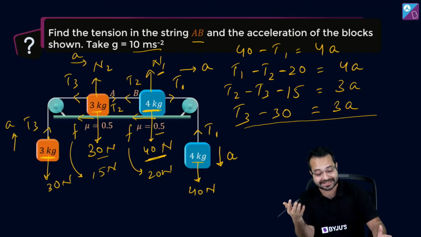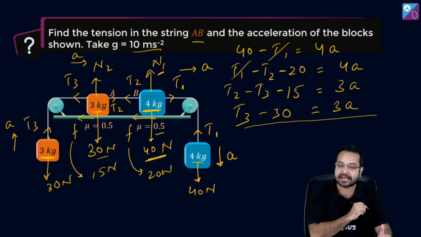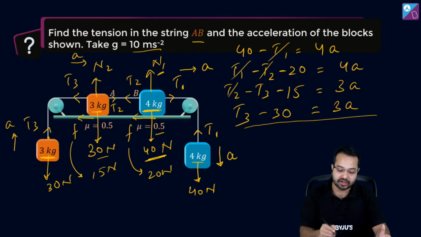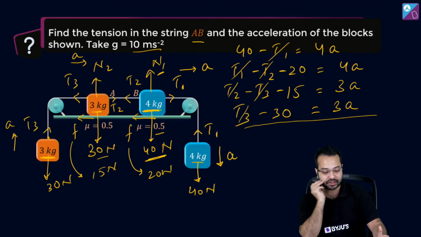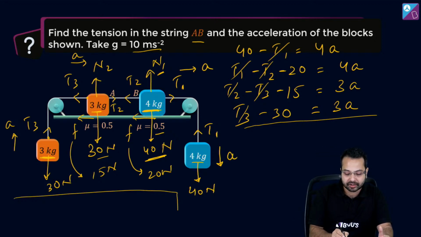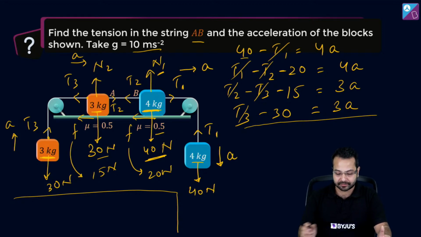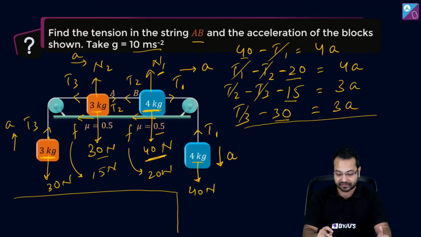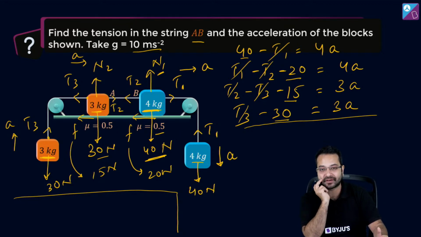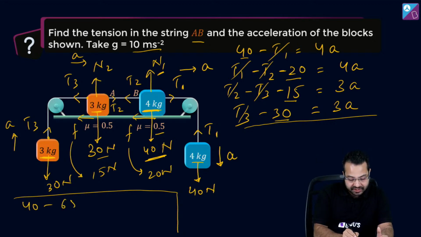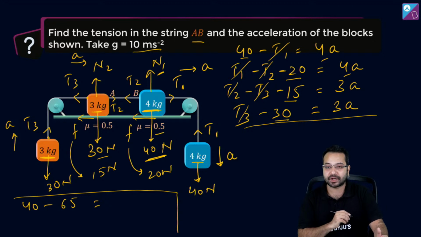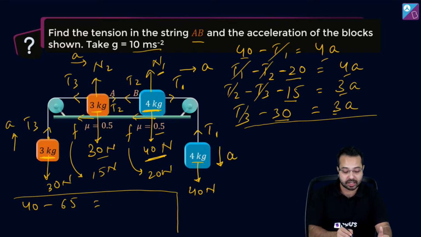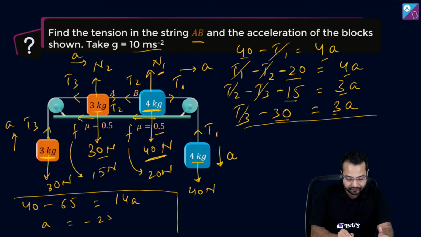Now, in order to find the acceleration, I can add up all the equations. This T1 is going to get cancelled, this T2 is going to get cancelled, and this T3 is going to get cancelled, and we are going to be left with this. So finally, what do I have? I have 40, then minus 20, minus 15, and minus 30. This is going to be 35 and 30, and this is going to be 65. So 40 minus 65 is equal to, here we have 4 plus 4, 8, 8 plus 3, 11, 11 plus 3, 14, which is 14A. Hence, A comes out to be minus 25 upon 14 meter per second square.